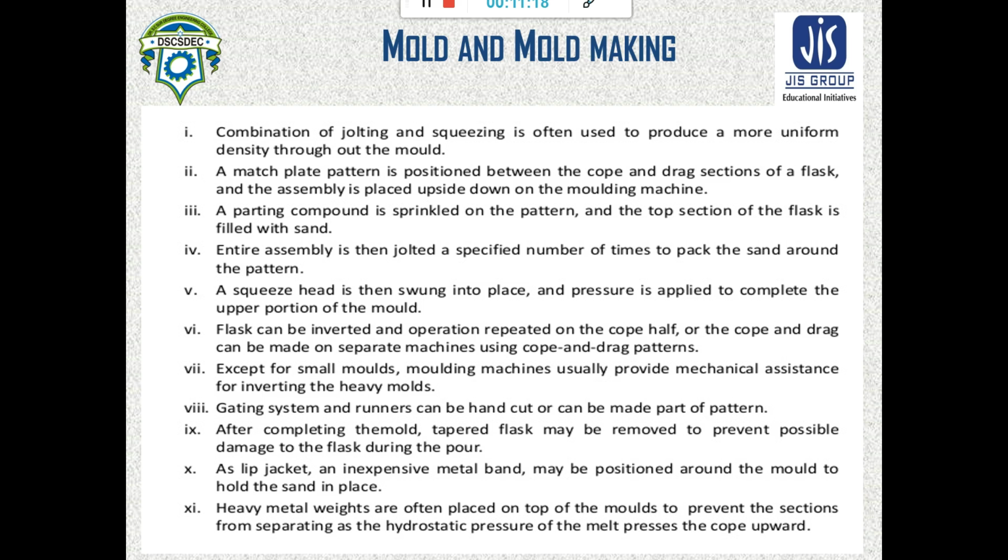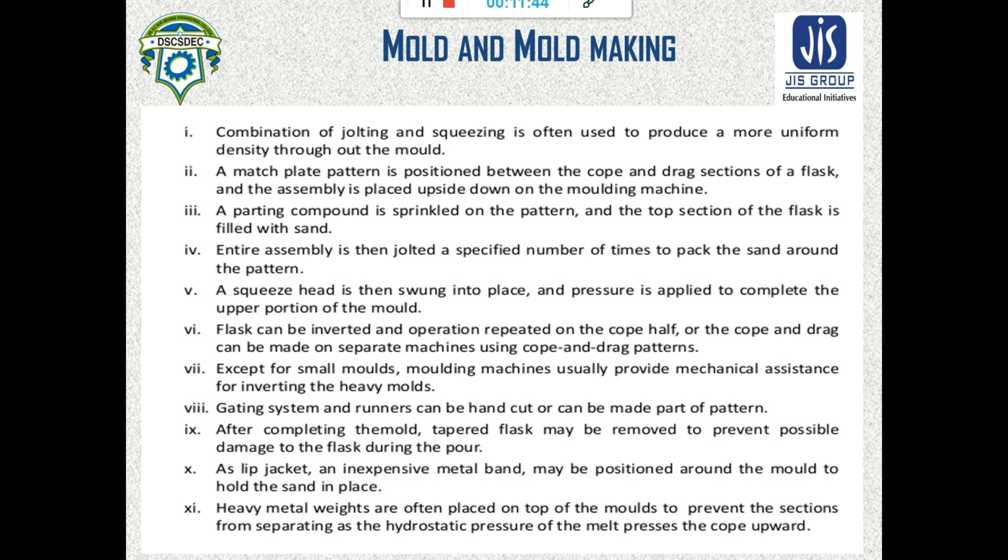Now a squeeze head is swung into place, and pressure is applied to complete the upper portion of the mold. Next, after one portion is over, the flask is inverted, and this whole operation is repeated on the cope half.